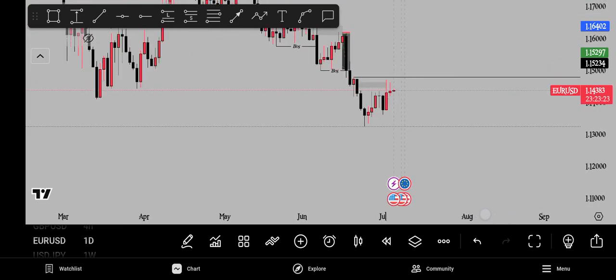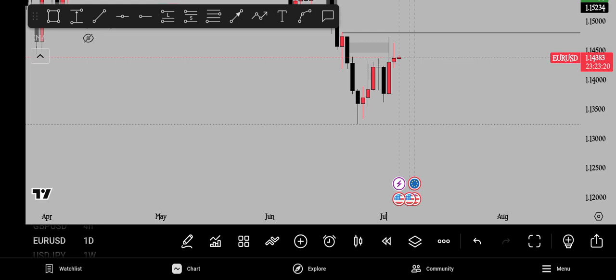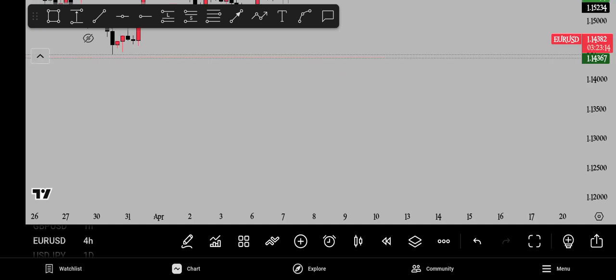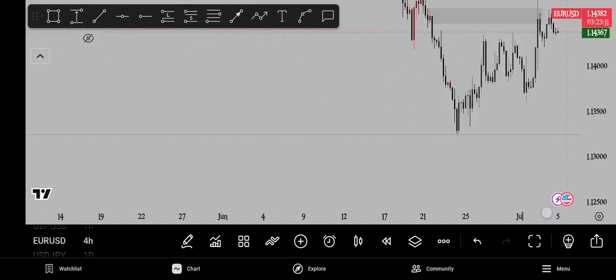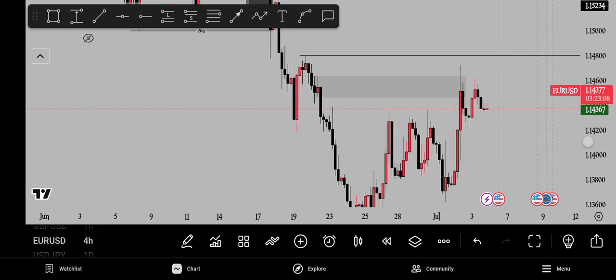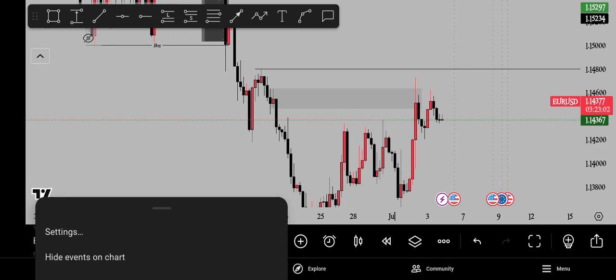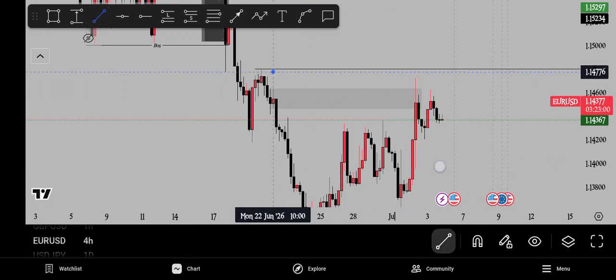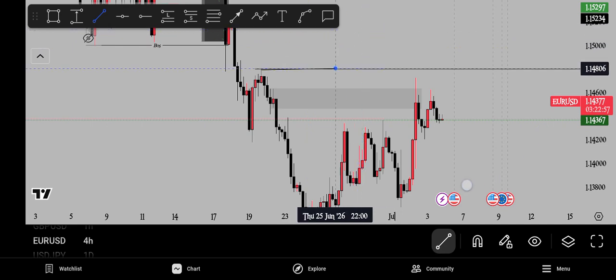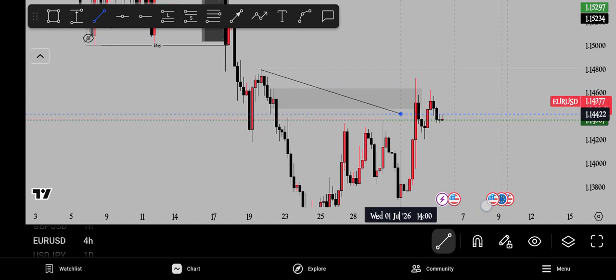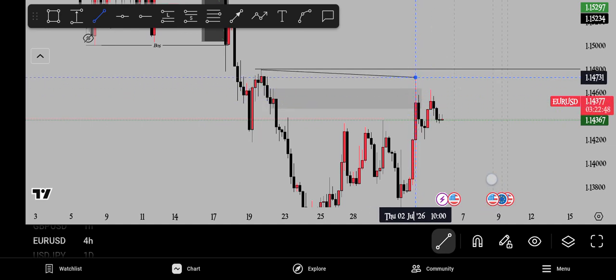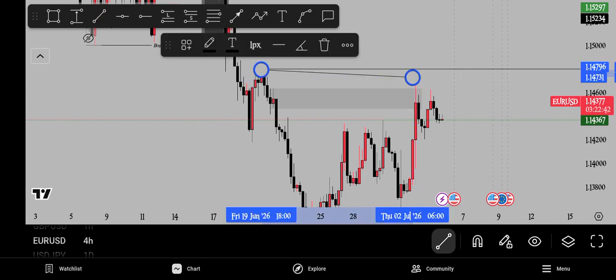On Euro USD, essentially, I know I'm bearish. So if I should take any sell here, I'll expect a sweep of this high. This high here. Or a sweep of this high. This one. Because this one is the one that caused the first mitigation.